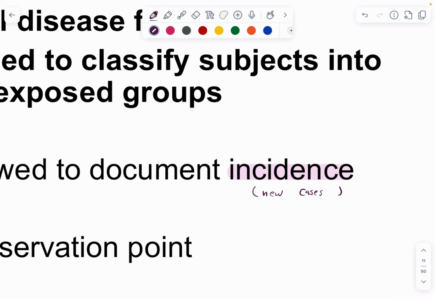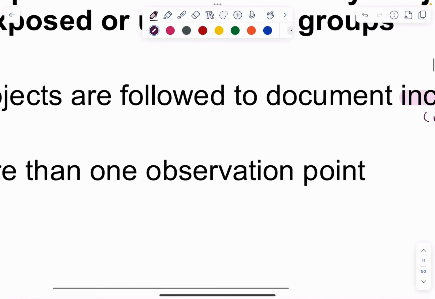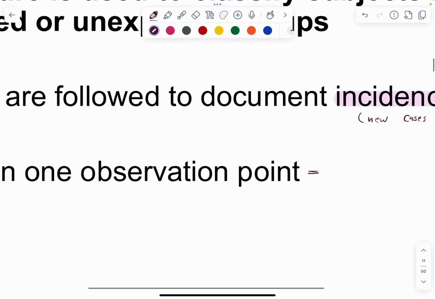So can we call this study an incidence study? Yes, because it's the same concept. So there are 3 names now: prospective study, cohort study, incidence study are the same thing. Whenever these names are used, you should identify that this is the same thing. More than one observational point, I told you, that is the follow-up. So all these conditions are included in cohort studies. Anything confusing till now?